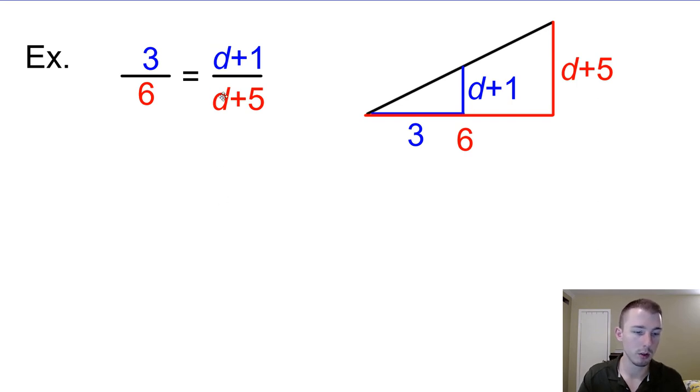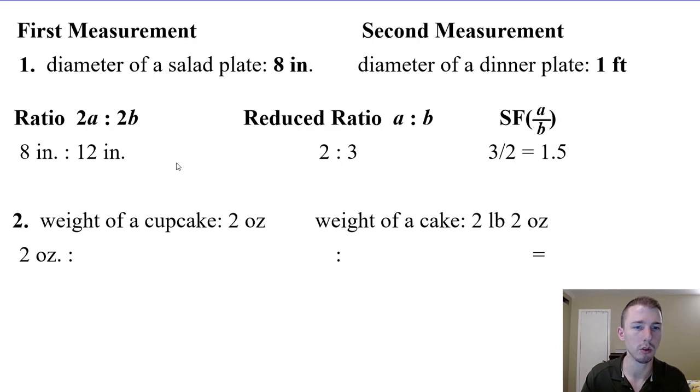Now, the reason we could do it both ways is whenever we cross multiply, those two are going to be multiplied together, right? So 6 times d plus 1 is the same thing as d plus 1 times 6. Kind of cool. Huh, fun stuff. Lots of math going on here with ratios and proportions.